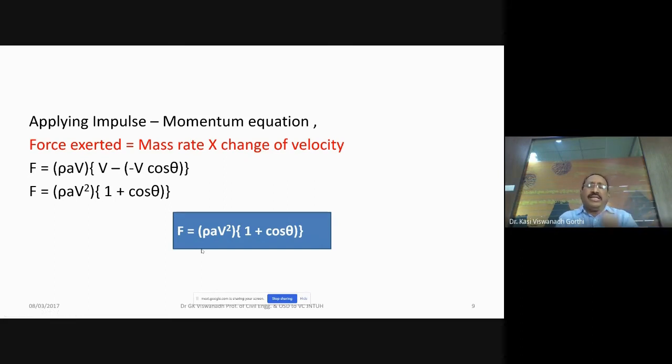Just compare this with the first case. What is the first case? The first case is the one where you have a liquid jet striking a flat plate. The force exerted is rho a v square there. Now the liquid jet is striking a curved surface, and with respect to the tangents drawn at the outlet tips of the vane, you have an included angle of 2 theta, and the angle of deflection would be 180 minus theta, and hence the component of the leaving jet velocity will be v cos (180 minus theta), and hence the force exerted will be rho a v square into (1 plus cos theta).